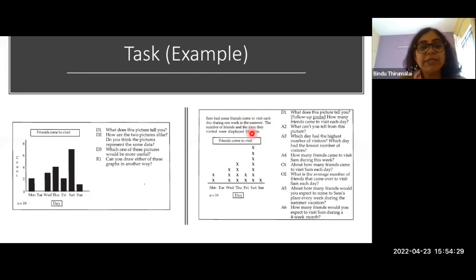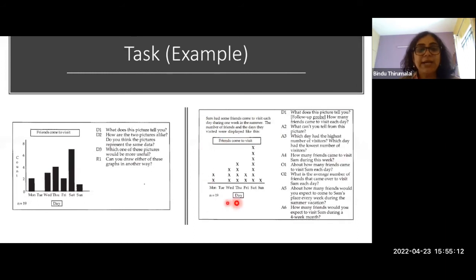this task here. It says Sam has some friends come to visit each day during 1 week in the summer. The number of friends and the days they visited were displayed like this, right? So this is one display. Friends came to visit, and there is a cross for the number of friends. Now, if you see, this D1 is a display description, the first key process, right? A is analysis, O is organization and reducing, R is representing. So they're simply showing this and saying, what does this picture tell you? So this is the context of the data.